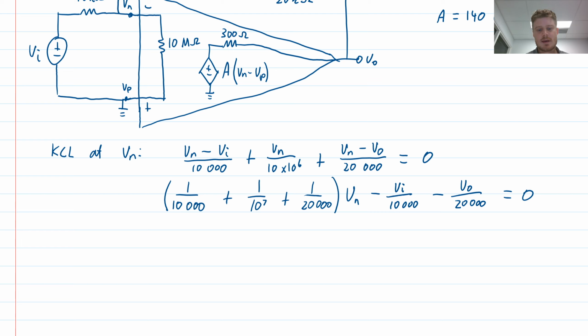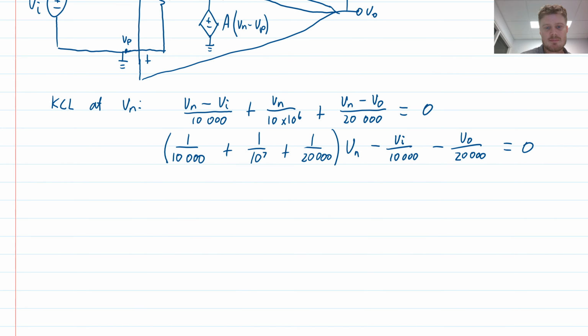All right, so we can just calculate these values. The thing in parentheses at the front there, I'm just going to type all of this into my calculator. 10 to the 7, so that's 10 million, and 1 over 20,000.